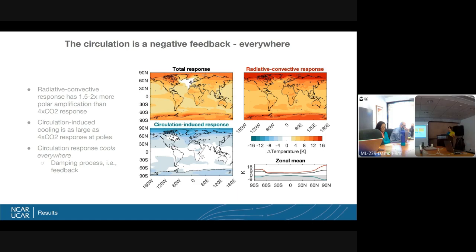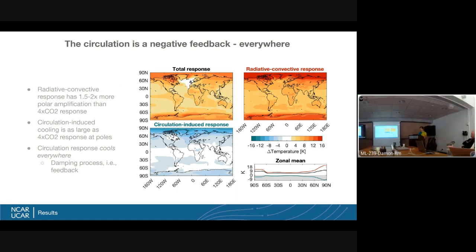So this is basically the surface air temperature response in the run. Here's our total response from 4 times CO2. Okay, you get polar amplification. I'm showing the zonal mean of all of these down here just to guide your eye. So you get maximum warming at the poles. The RCE response gets you a little more warming in the mid-latitudes and tropics, but it gets you almost double the warming at the poles. So when we restrict the circulation from changing, the poles basically blow up.